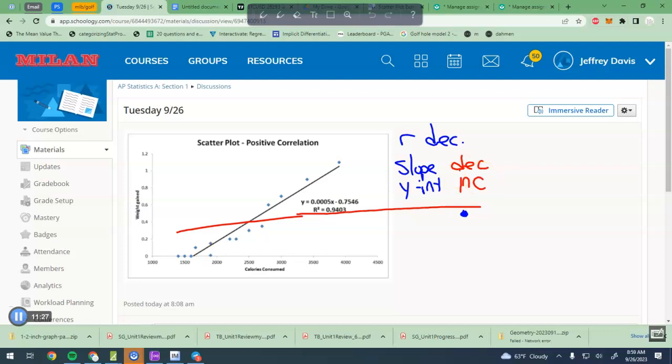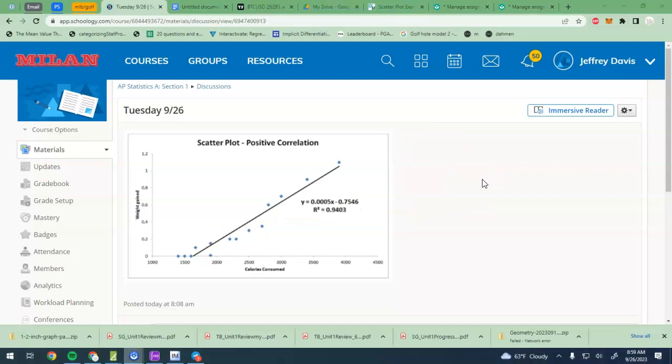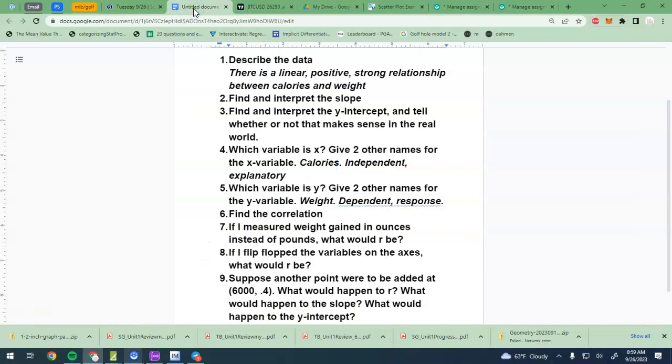Questions? Those are all really good questions, really common ones you'll see on a review, on a quiz, on a test, on the AP test, whatever. Anything I can clarify and go through again? Number 8, R would still be the same. And 9 is what we were doing. Pretty good.